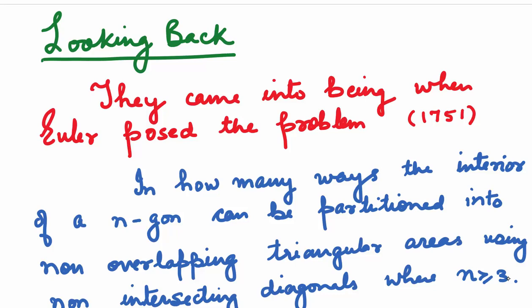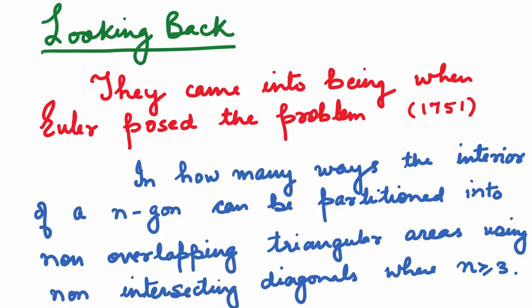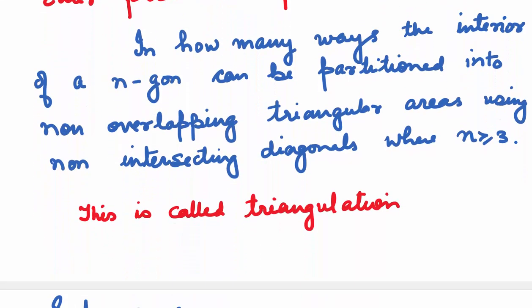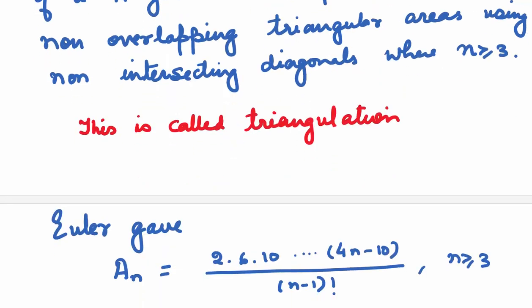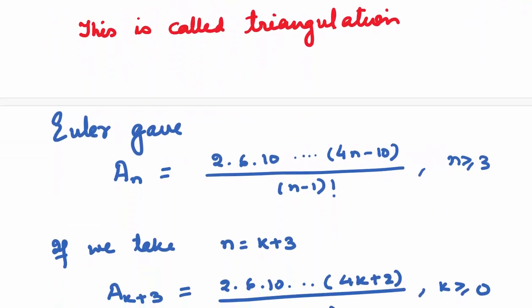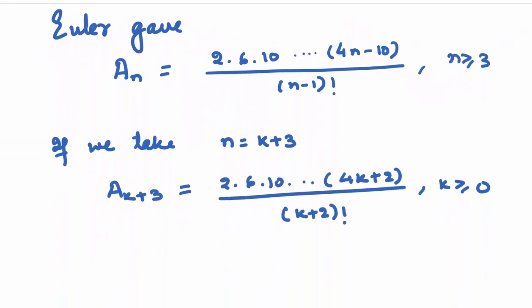Let's see how these numbers came into being. It all started when Euler posed the problem in 1751 of in how many ways the interior of an n-sided polygon can be partitioned into non-overlapping triangular areas using non-intersecting diagonals, where n is greater than or equal to 3. This is called triangulation. Euler gave the formula a_n is equal to 2 into 6 into 10 and so on, multiplied by 4n minus 10, upon n minus 1 factorial, for all values of n greater than or equal to 3.